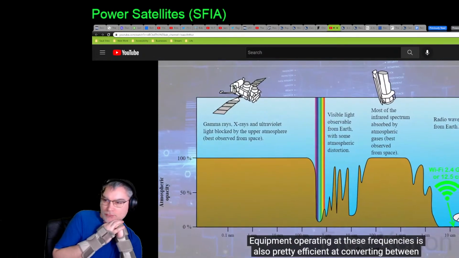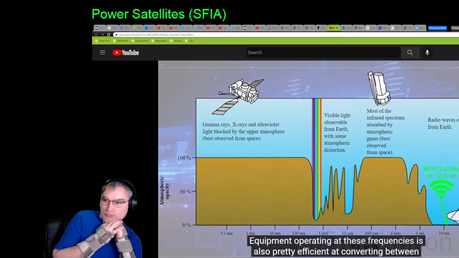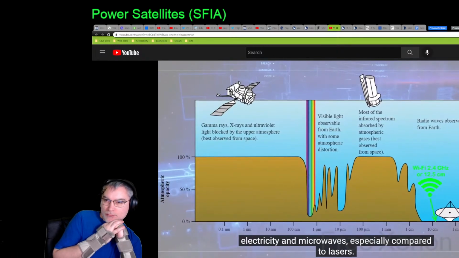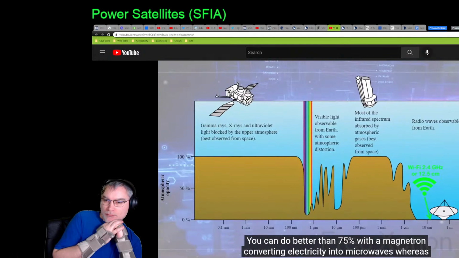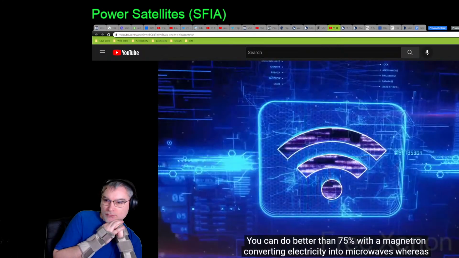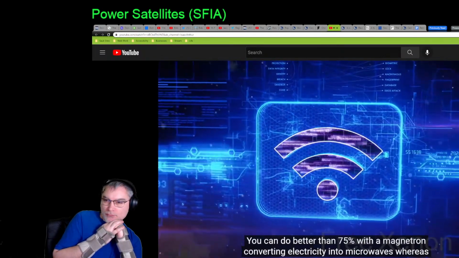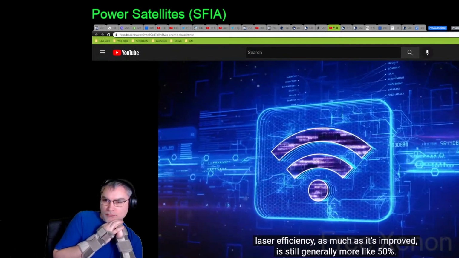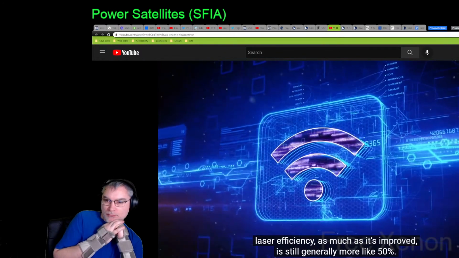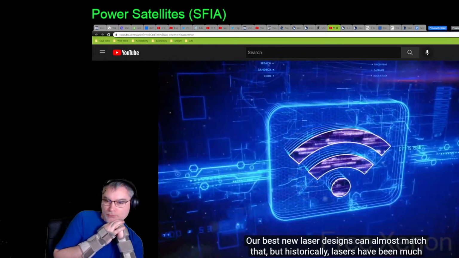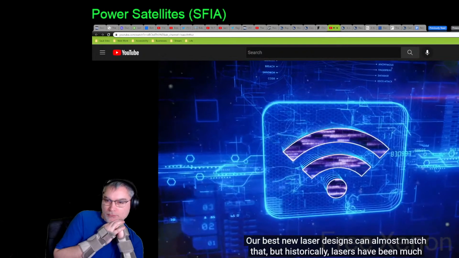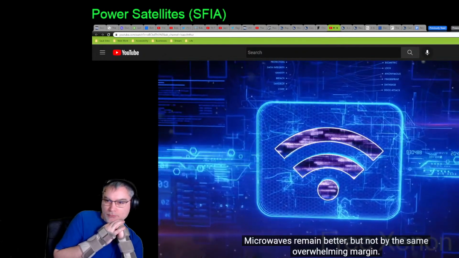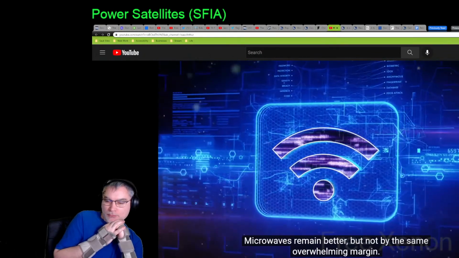Equipment operating at these frequencies is also pretty efficient at converting between electricity and microwaves, especially compared to lasers. You can do better than 75% with a magnetron converting electricity into microwaves, whereas laser efficiency, as much as it's improved, is still generally more like 50%. Our best new laser designs can almost match that, but historically, lasers have been much less efficient. Microwaves remain better, but not by the same overwhelming margin.